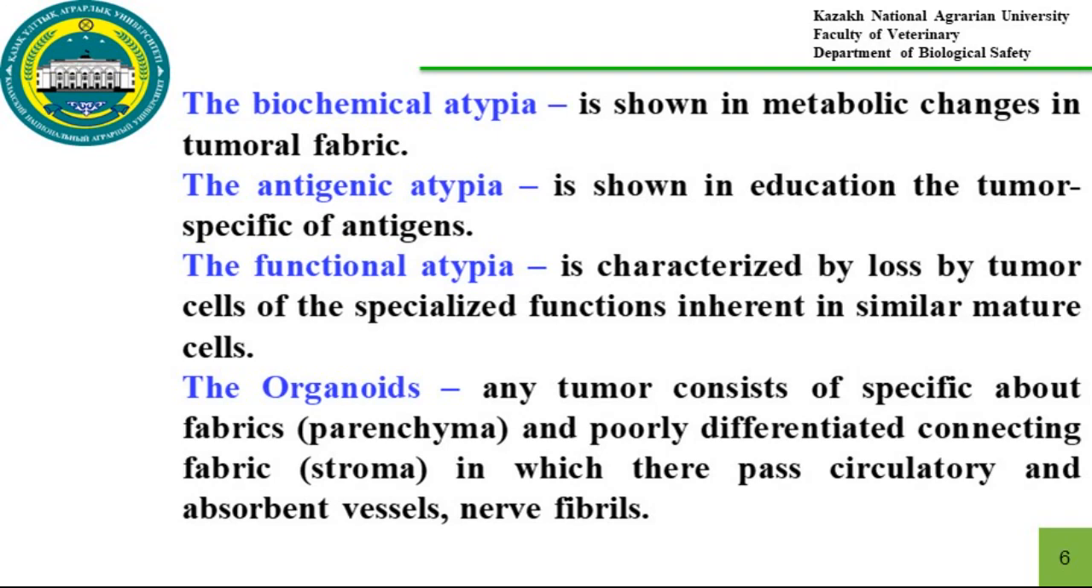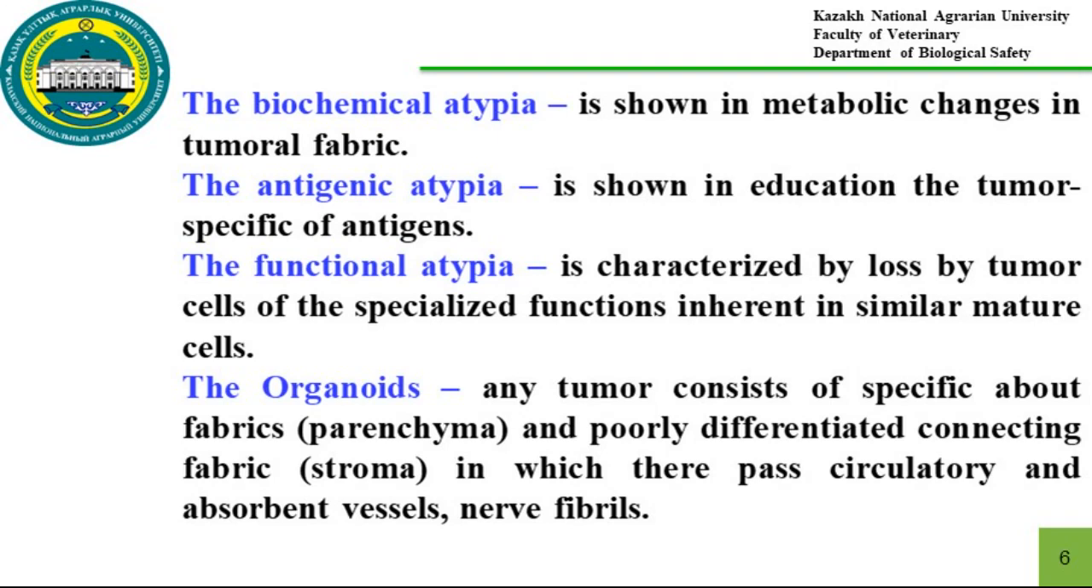Next. The biochemical atypia is shown in metabolic changes in tumoral tissue. The antigenic atypia is shown in the formation of tumor-specific antigens. The functional atypia is characterized by loss by tumor cells of the specialized functions inherent in similar mature cells.